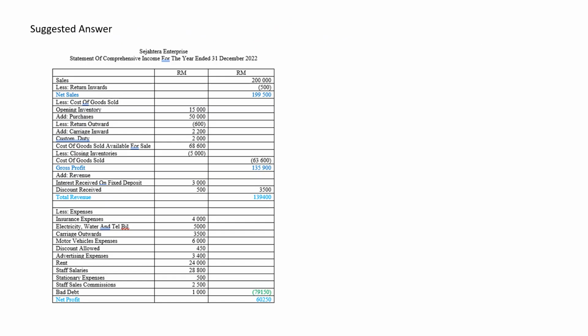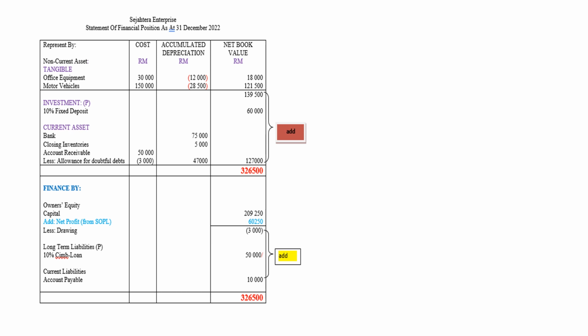Okay, this is suggested answer. Okay, your net profit you send to balance sheet. This one, you send to balance sheet. Okay. And then this is your balancing figure. Alright, that's all.